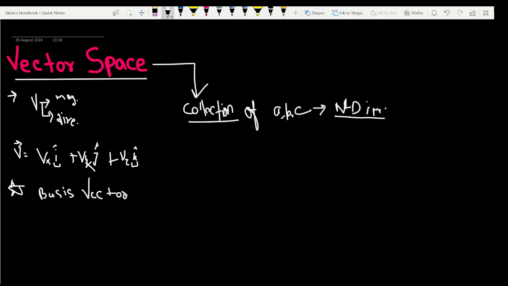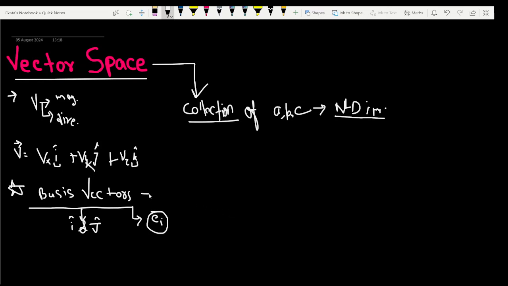What are basis vectors? Basis vectors, just like i cap and j cap, give the direction of the vector. In an n-dimensional vector space, there are basis vectors called e_i, which represent in which direction a particular vector is. That's the meaning of the basis vector. So basis vectors and unit vectors are the same thing.